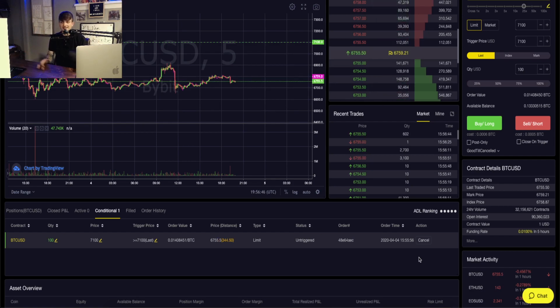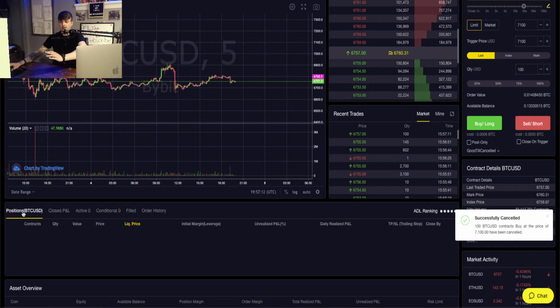But then it goes down, like let's say you were sleeping, then it goes down to 6,900. You might get liquidated and lose your whole money because you didn't even realize that you got into the trade. So with conditional orders, you really want to be careful, and watch when you get your trade, and then set your stop loss. You never want to be in a trade without a stop loss, because the last thing you want to do is get liquidated.